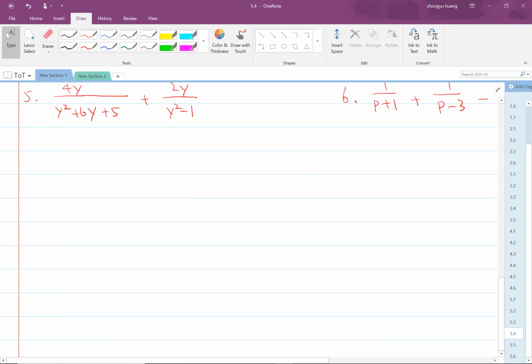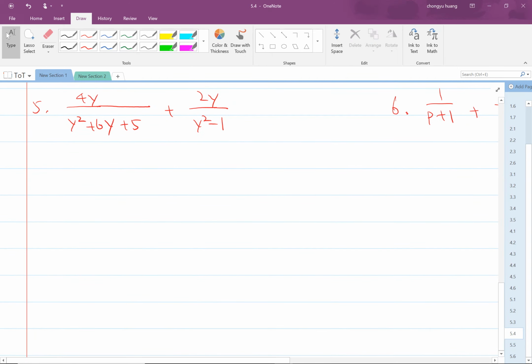Okay, so let's move to the next question. That's question 5. Now you look at question 5. You see this one is actually quite similar to the last one we did, right? I think up to this point you guys should already know how to solve this question. So I'm just going to show you how to solve those kinds of questions without a doubt.